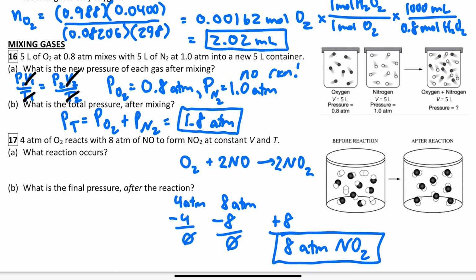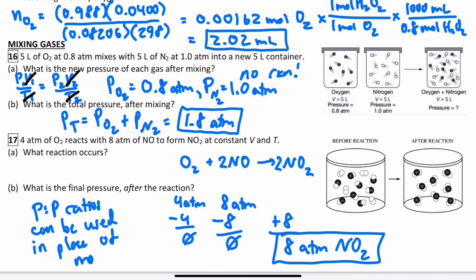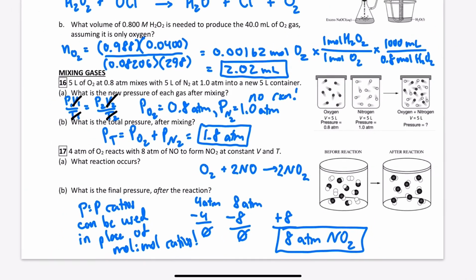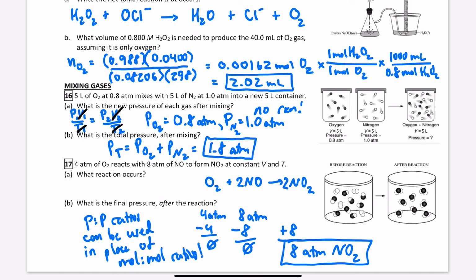We don't need to use the ideal gas law to convert into moles and then convert back out of it into pressure because we're at a constant volume and temperature. So pressure ratios get to turn into mole-to-mole ratios. P to P ratios can be used in place of mole-to-mole ratios. That's because they're gases and because the volume and temperature are constant. If the volume and temperature change, we'd have to use the ideal gas law to get into something like moles and then back out into one of the other properties.